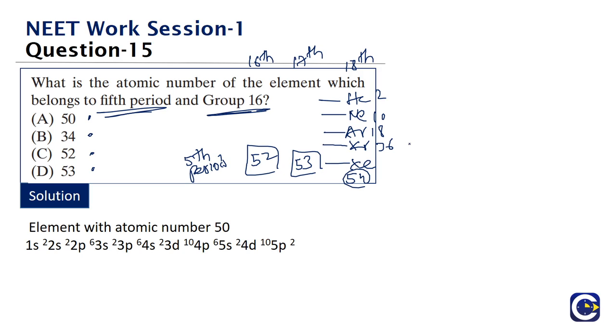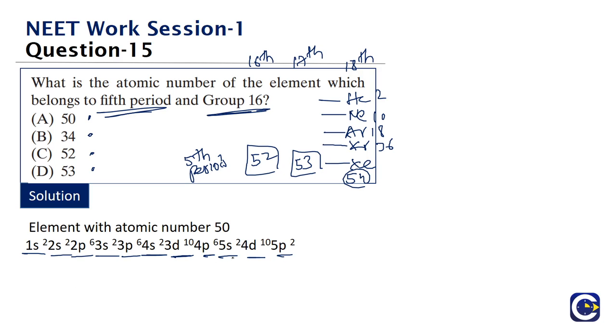We can write down the electronic arrangement. Maybe this is also a good exercise, because we can get to know how to write the electronic arrangement with the different atomic numbers. So what will be the arrangement? 1s2, 2s2, 2p6, 3s2, 3p6, then 4s2, 3d10, 4p6, 5s2, 4d10, 5p2.